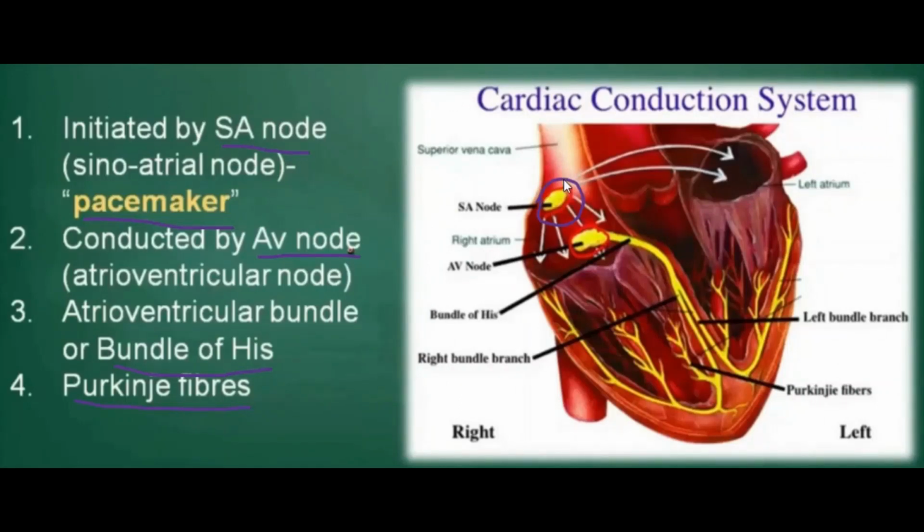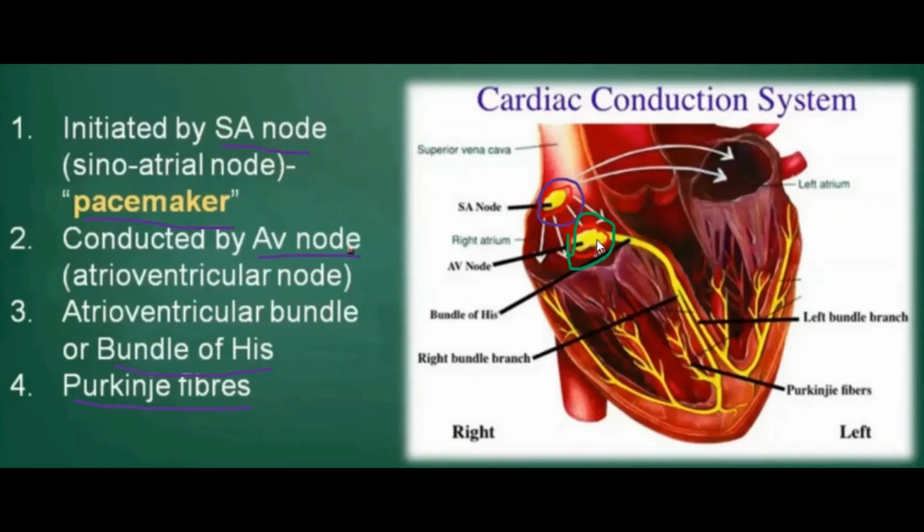Then the third one is that the wave of contraction from the SA node reaches the atrioventricular node. So the SA node initiates the impulse, and that impulse reaches the AV node. In which region does that impulse reach? The AV node. This region here is the AV node, or atrioventricular node.